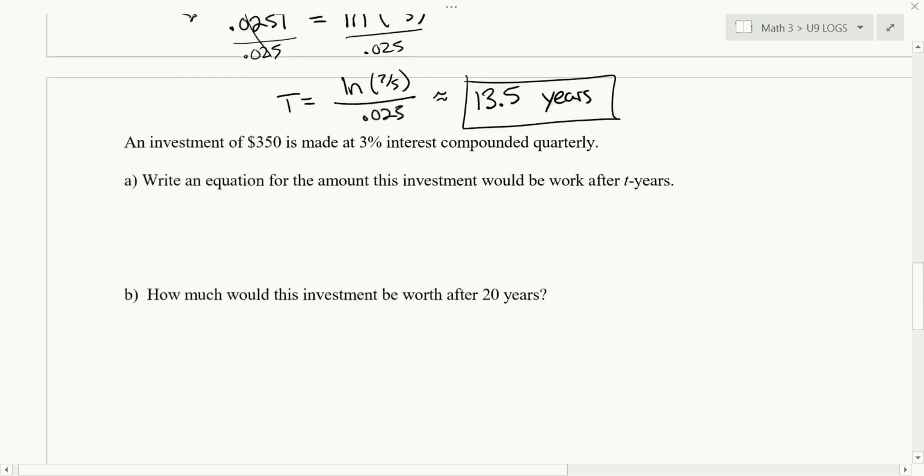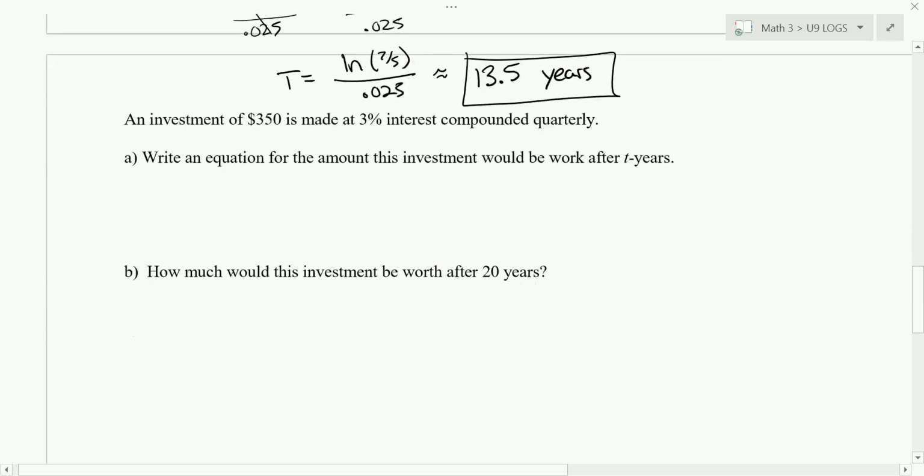Okay. It says an investment of $350 is made at 3% interest compounded quarterly. So here it doesn't tell you what formula to use. You have to decide which of those two formulas you should use. And if you're listening carefully, you should know which one to use. First one. Why not the second one? It doesn't say compounded continuously, right? So if it doesn't say compounded continuously, you're not going to use the second one. So we're going to use the first one.